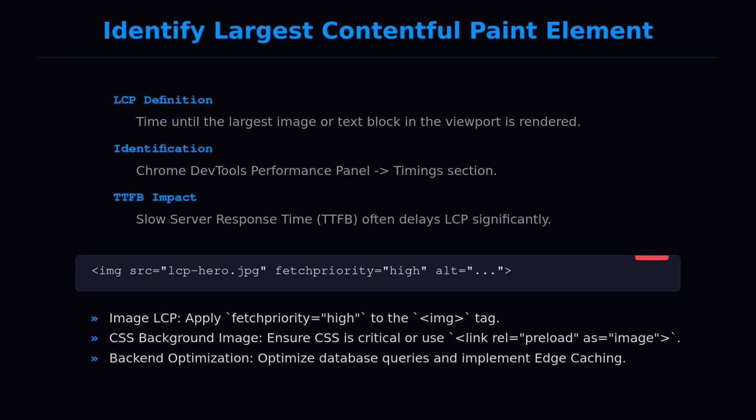Apply the "fetchpriority equals high" attribute to the image tag. This hint tells the browser to prioritize fetching this resource. This single attribute can save hundreds of milliseconds on LCP time.